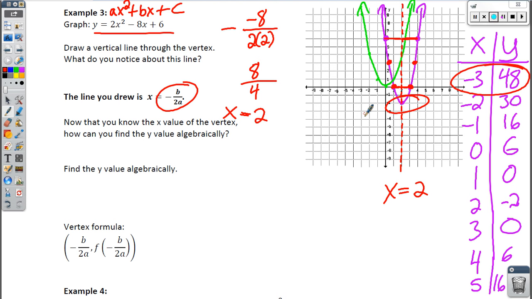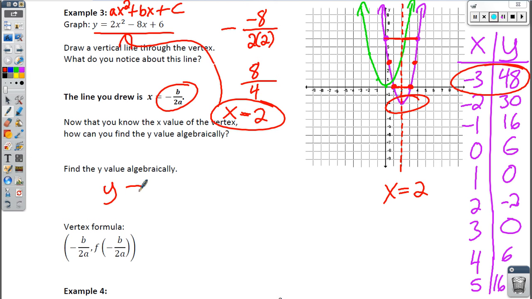All right, so now we've of course already graphed this, and so we know what the y value of the vertex is. But if we were graphing this from scratch, and say we found negative b over 2a first, and used that to find the other points, well, if we wanted to find the y value of the vertex, we could take this x equals 2, plug it back into the equation, and then find the y value algebraically. So let's just do that real quick as an exercise.